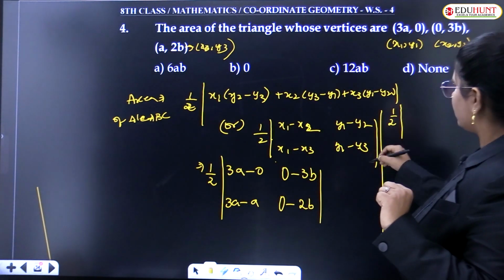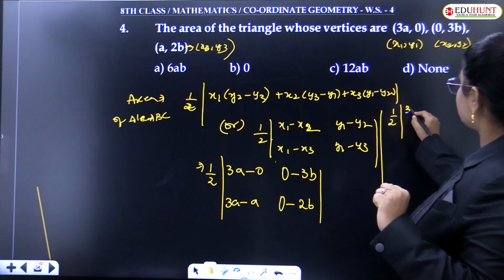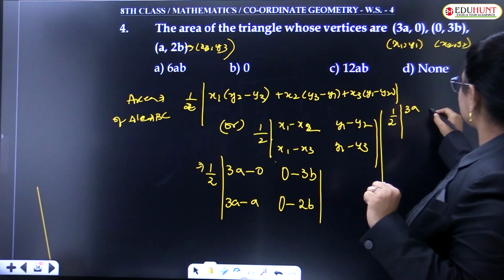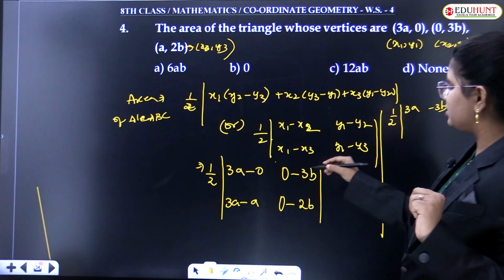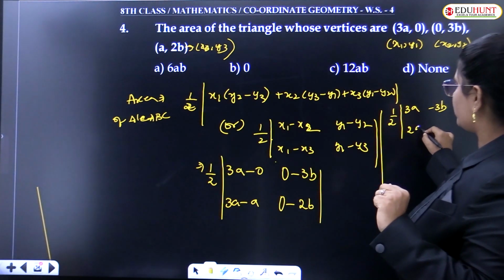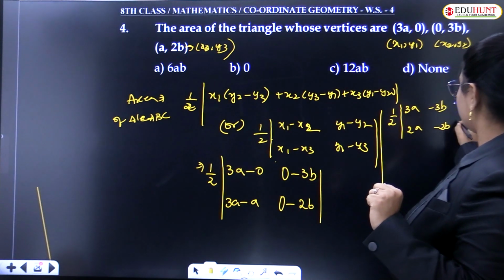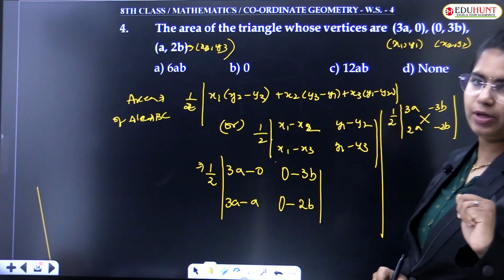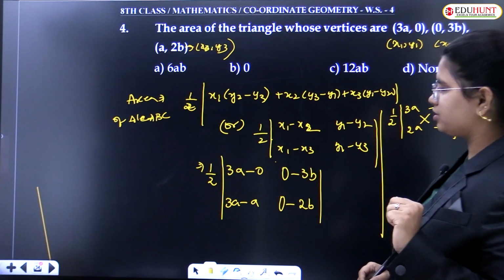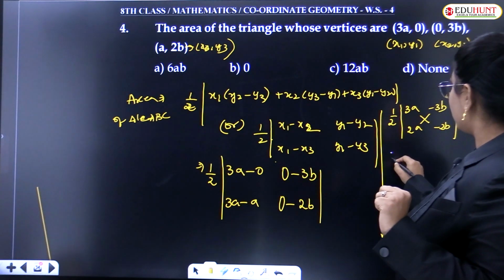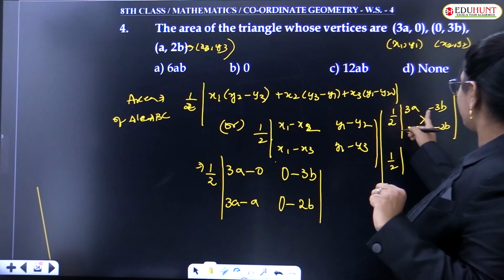So what I am going to get from here? Half, 3a minus 0 is 3a. This is minus 3b. This is 3a minus a is 2a, minus 2b. Just cross multiply it. What you are going to get? Half.